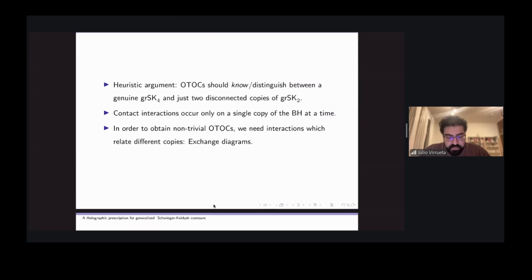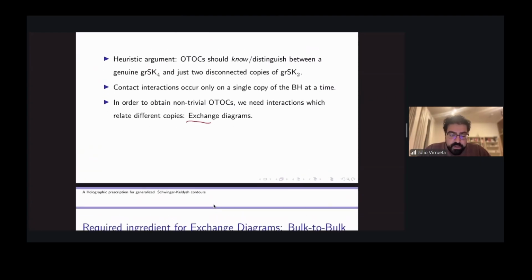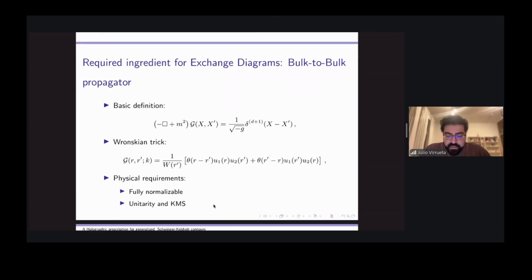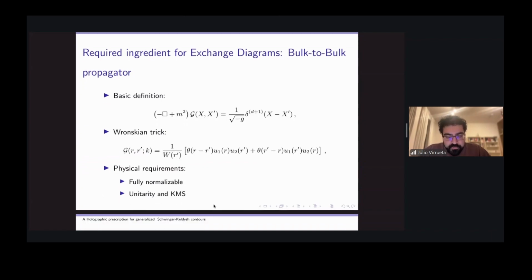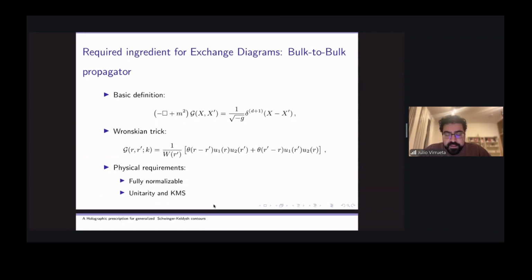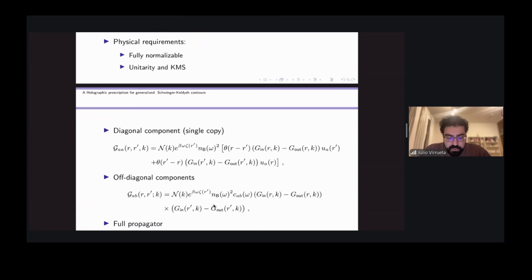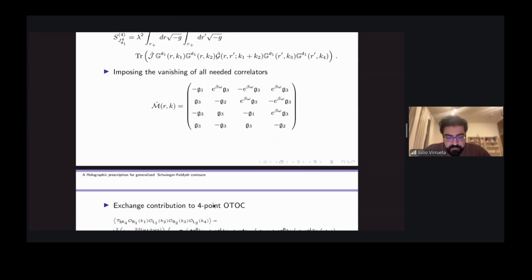So this is this heuristic argument. If you want to obtain non-zero answers, one needs to consider exchange diagrams, right? In which case one needs to work a bit harder and compute the bulk-to-bulk propagators. I will not bore you with the technical details. One can just compute bulk-to-bulk propagators. I'll give you the final answer.